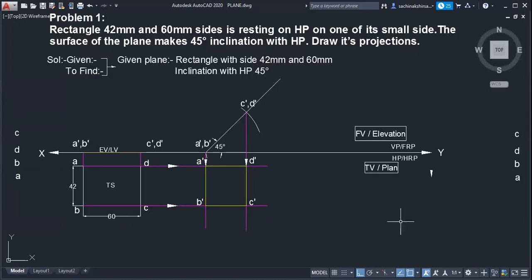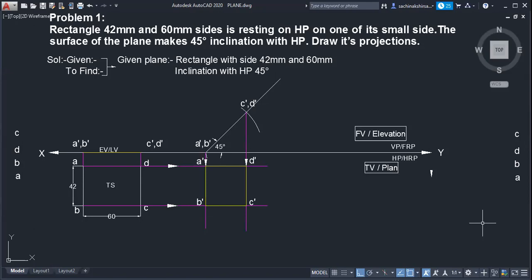Maybe something like this. So dark color. Okay. So those 4 points you have to join with dark color. Have you joined? Yes, sir.